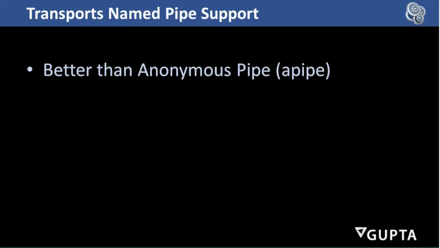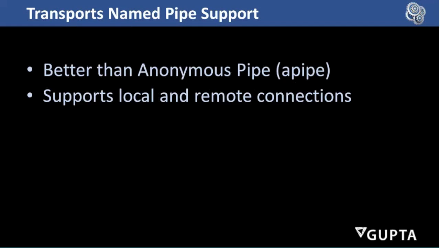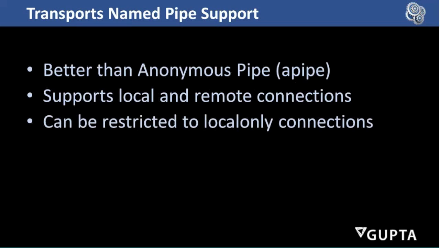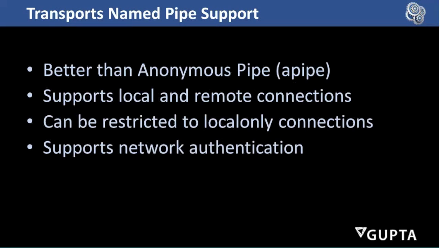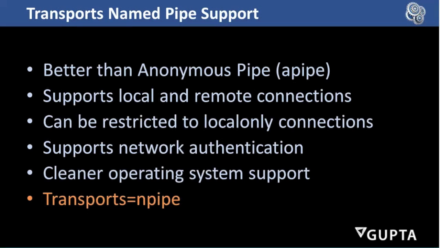Transports named pipe support. You get better than anonymous pipes in the past. Supports local and remote connections. Can be restricted to local-only connections. And this is the transport that you need to use for network authentication. If you want to use the Windows users or the Active Directory network user, then you need to use named pipe support. So you would basically put this into your sql.ini file, transports equals npipe.